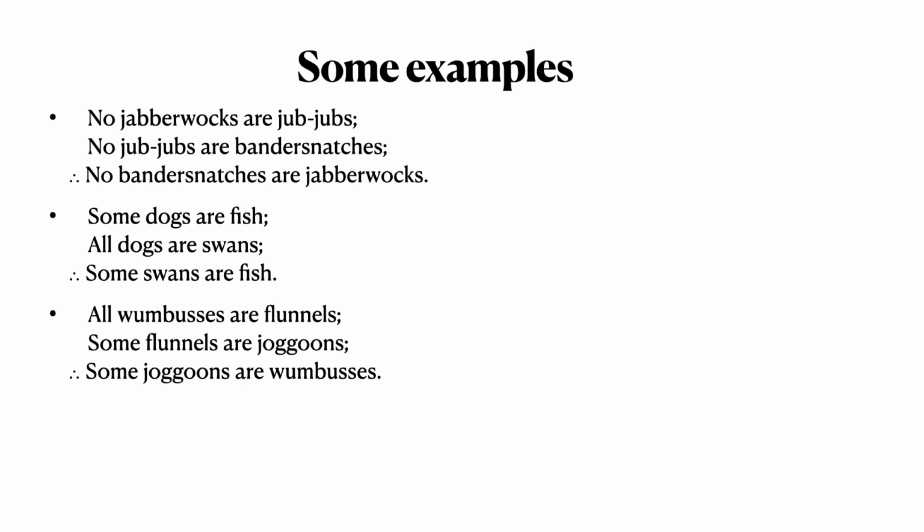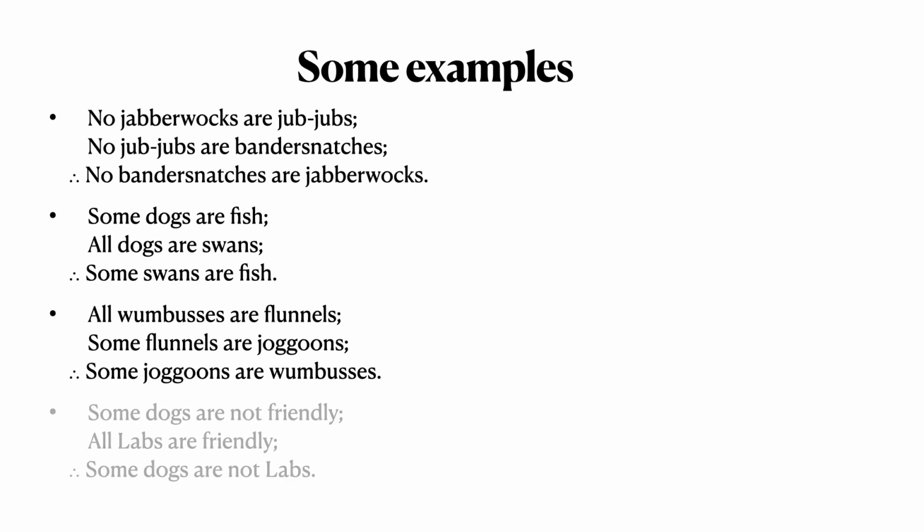Do we have a middle term that's distributed at least once? All wumbuses are flunnels. Is flunnels distributed there? No, it's the predicate of an A proposition. That's undistributed. Some flunnels are jagoons. Is flunnels distributed there? No, the subject of the I proposition is undistributed. So flunnels is undistributed both times. This syllogism will violate rule 2. This has the fallacy of the undistributed middle. Can't do that one. Okay, let's try another one.